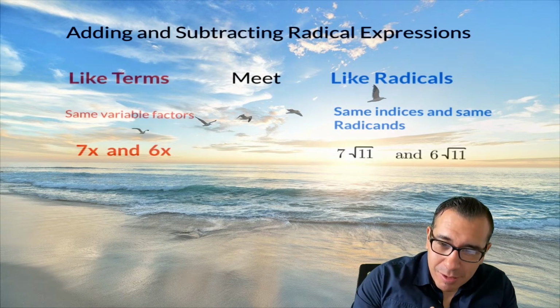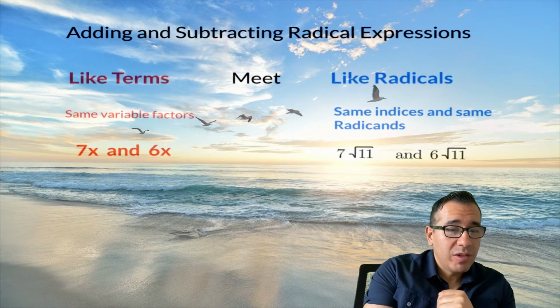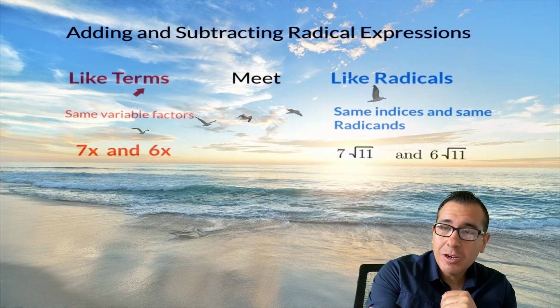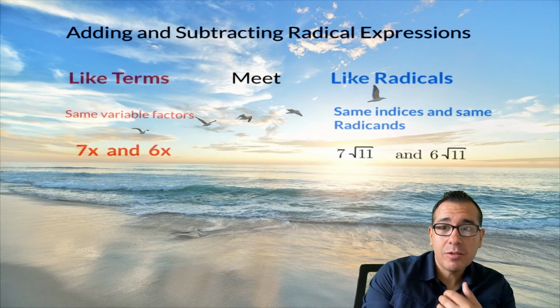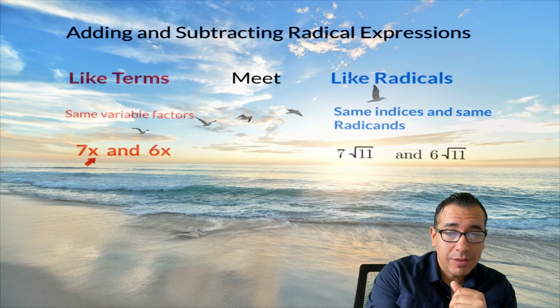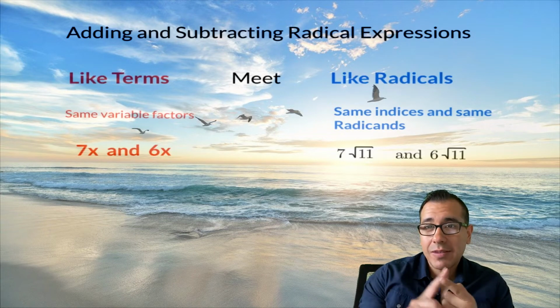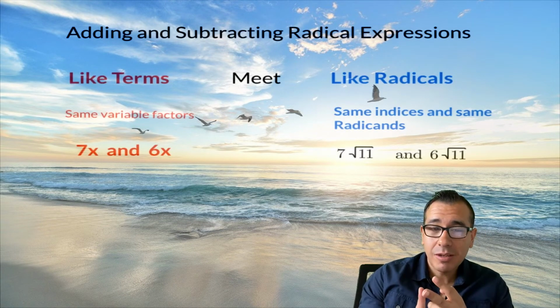So let's talk about something we're already familiar with, which are like terms, right? We know like terms have the same variable factor. Here I give you an example of 7x and 6x. They both have the same variable and they both have an exponent of 1. So they have to have the same variable, same exponent.